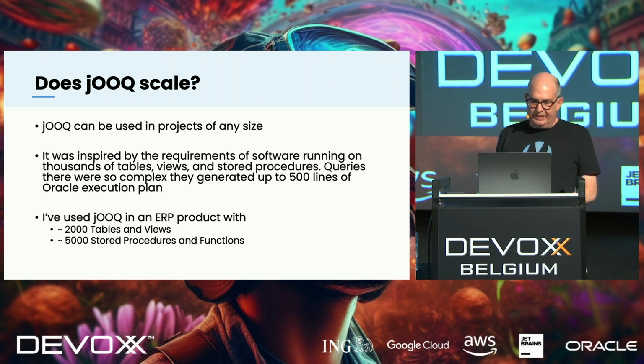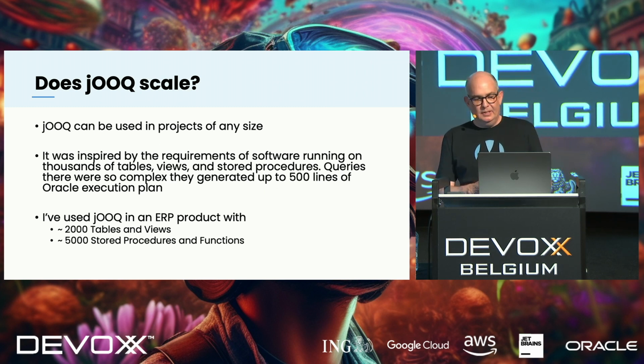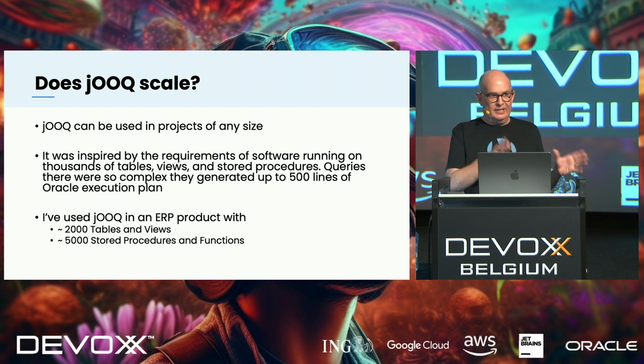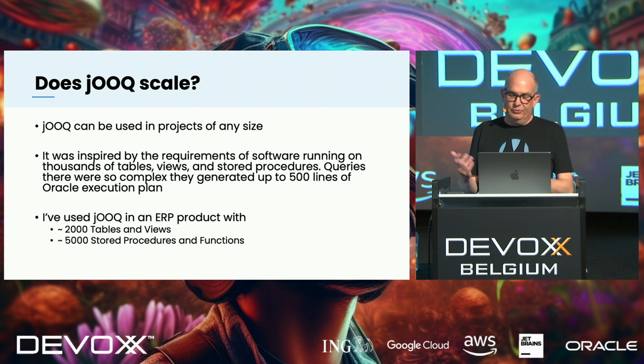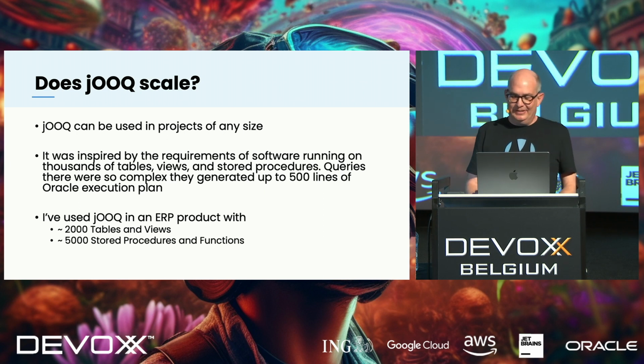From my side, the biggest application that I'm working on where we use jOOQ is an ERP product. We have around 2,000 tables and views, and that's a bit special there. We have 5,000 stored procedures. So the whole business logic is in the Oracle database and stored procedures. Why that? Because they were using Oracle Forms before. And I tell you a secret, the database model there is more or less 35 years old.